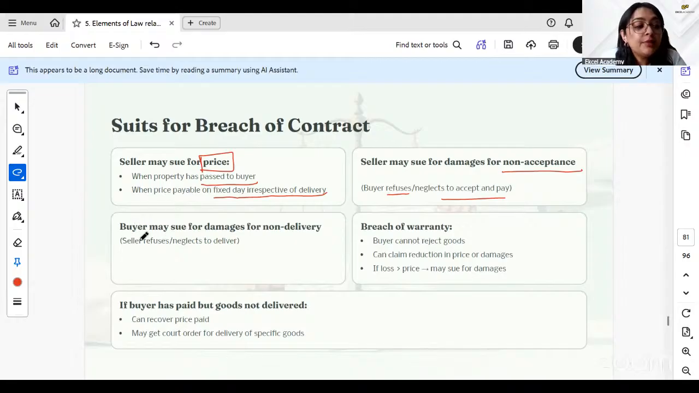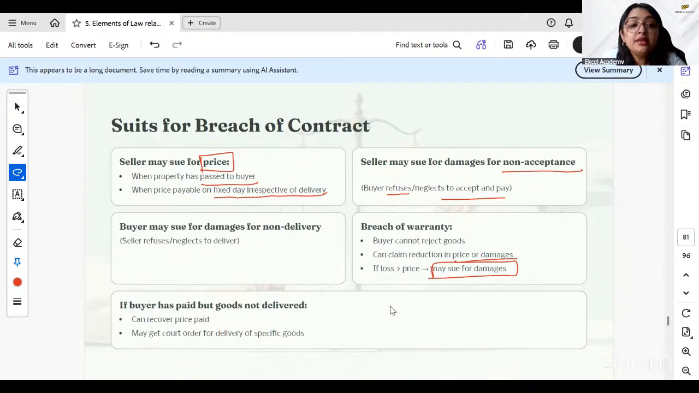Next is buyer may sue for damages for non-delivery. That is, if the seller has not delivered within the time period agreed as per the contract, then the buyer can sue for damages for non-delivery. Next is breach of warranty. Your buyer cannot reject your goods but can claim reduction in price or damages. If loss is greater than the price, then you may sue for damages.